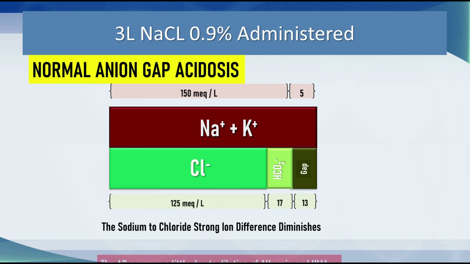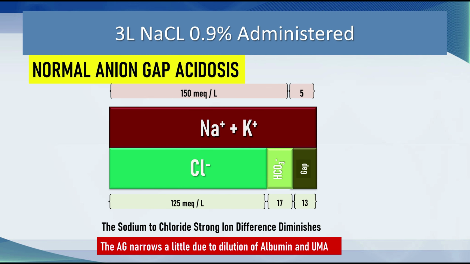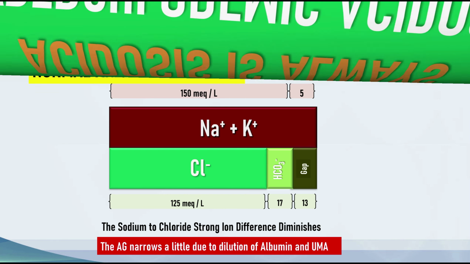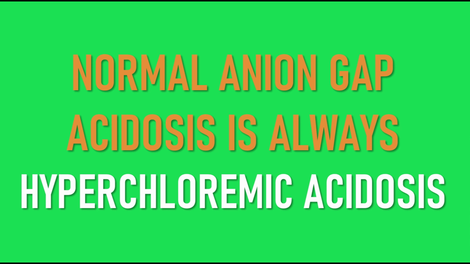Be aware that the anion gap in this scenario actually narrows a little bit because of the dilution of albumin and unmeasured anions, and the reduction in the bicarbonate is much less than you would expect from the rise in the chloride because the sodium and potassium also had gone up. So there are multiple things actually going on in hyperchloremic acidosis. There is a combination of dilution, hypernatremia, and hyperchloremia. But whatever way you look at it, a normal anion gap acidosis is always a hyperchloremic acidosis. And I often wonder why people even use the term normal anion gap acidosis. Either the gap is widened or it's hyperchloremic.